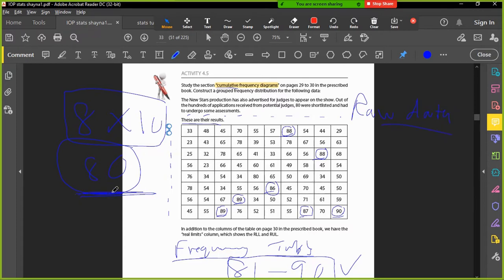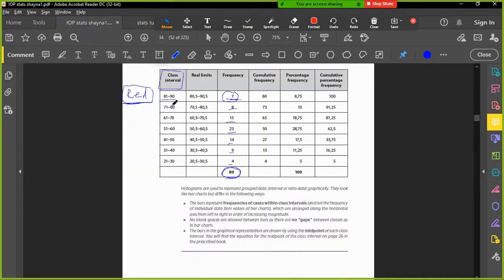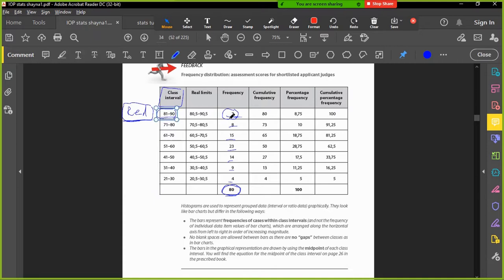So I've asked 80 people to give me their whatever this is. What is this representing? The assessments. Okay, so this was an assessment out of 100. These are marks. I've assessed 80 people, and these are their results. Does that make sense? Yes. How many people got between 81 and 90? 7 people. Right.